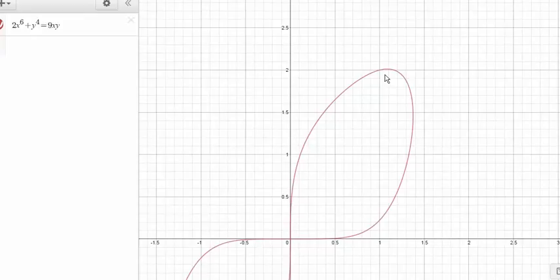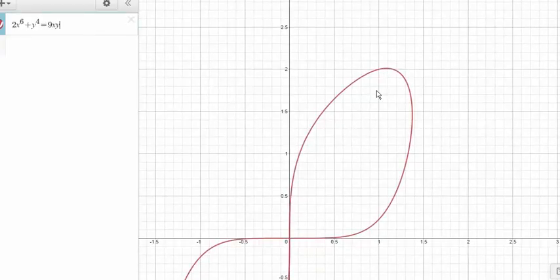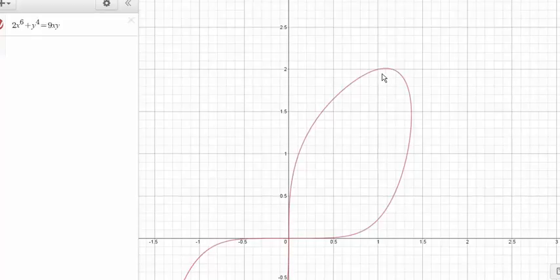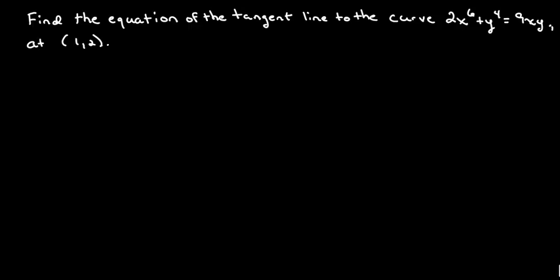so 1 over 2 up right there. I want the tangent line. Okay, so let's go ahead and do that computation. So what I'm going to need to do is find dy/dx at (1, 2). So let's take our curve over here. And now we've got to differentiate this.